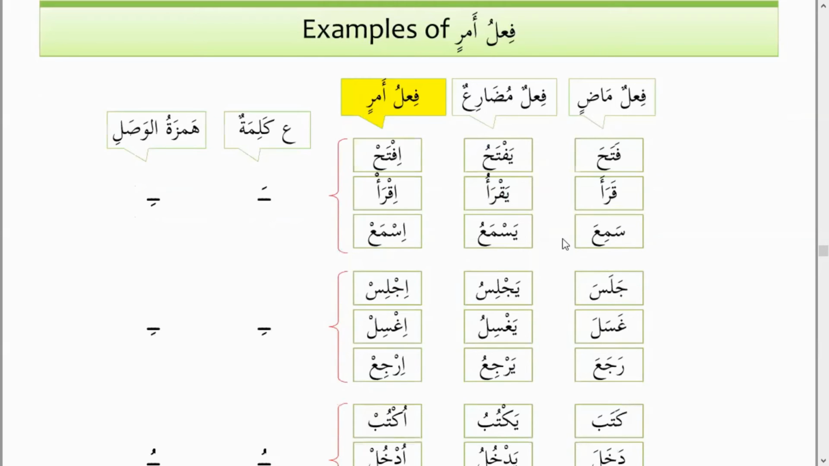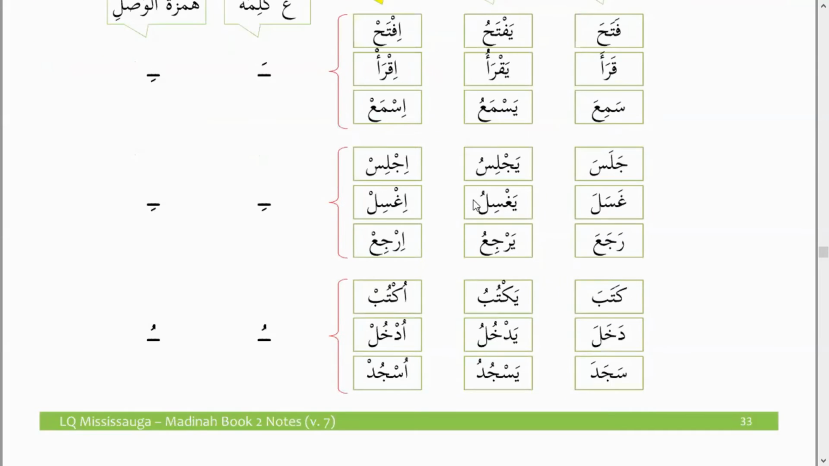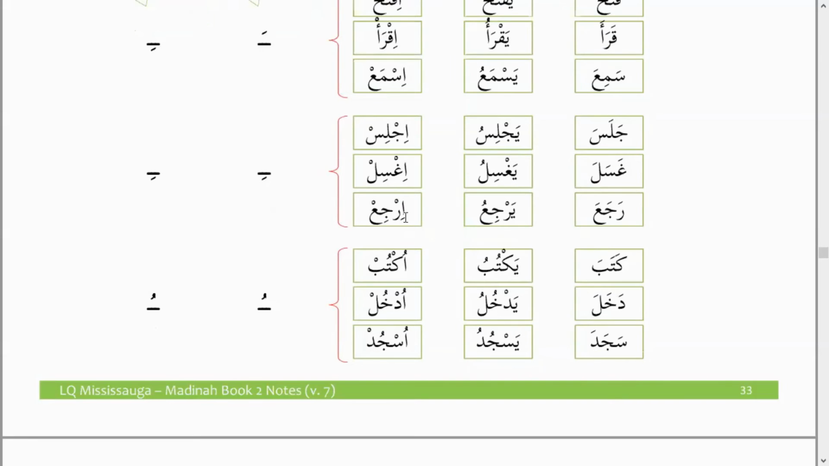Then this was what? All had a fatha in the middle. Now these all have a kasra. Jalasa yajlisu, to sit. Bab daraba, right? Daraba yadribu. Idrib, ijlis, sit. Ghasala yaghsilu, ighsil, wash. Again, this has a kasra here, so the first letter, hamzatul wasl, will also get a kasra. And raja'a yarji'u, irji', return. Irji'i ila rabbiki. Return to your Lord.